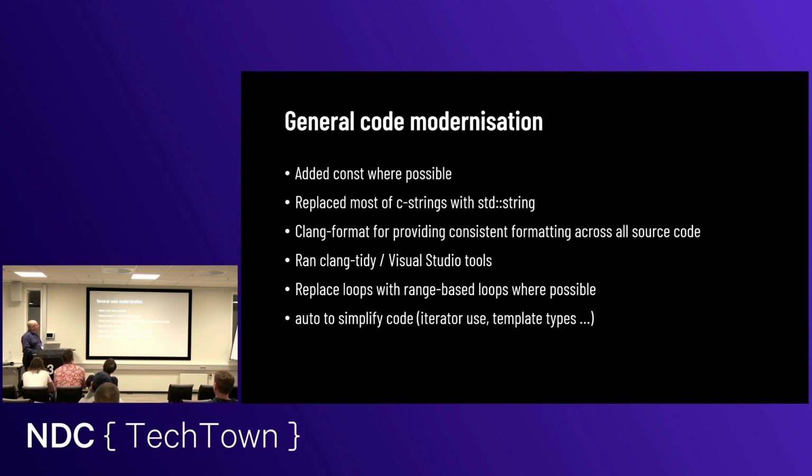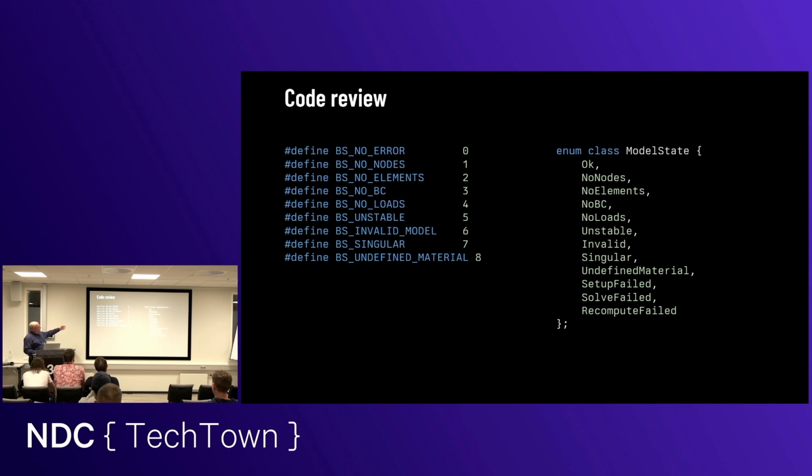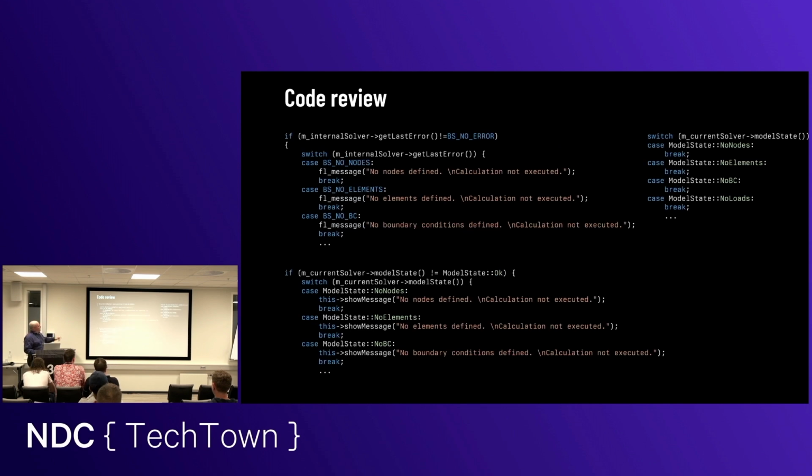Added const where possible, replaced some of the C string interfaces I had with std string, used Clang format for consistent formatting of all my source code, used Clang tidy and Visual Studio tools to do some static analysis of the code as well, which also found some interesting things. Try to use range-based loops where possible, and also use auto to simplify code, for example, when I use iterators and template types. Some of the things I did here is going from defines to enum classes instead. So instead of having B as no error here, you had model state equals model state OK and so on. It looks nicer.